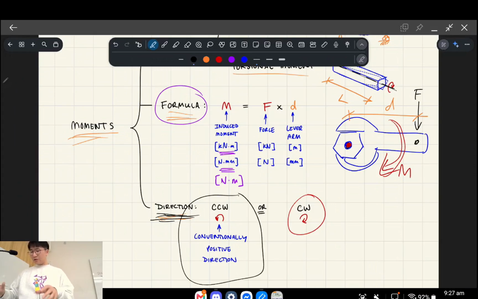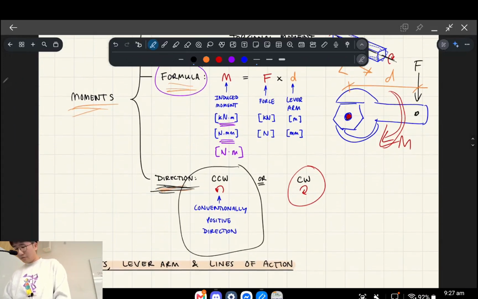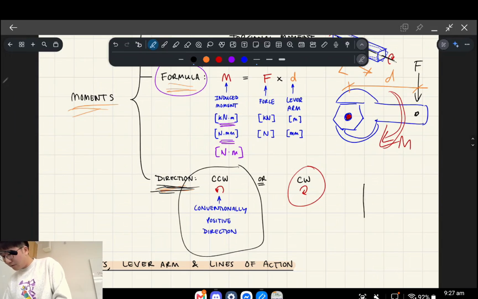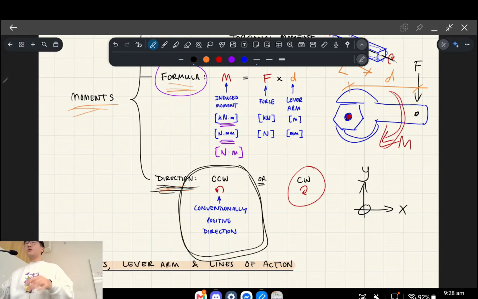And conventionally, we use counterclockwise as the positive direction. So what do I mean by that? You might remember when we were doing the questions from last week, we assumed that the positive x and y axes go to the right and up as the positive directions. And similarly, we're going to assume that the counterclockwise direction is the positive direction when we're doing all our moment calculations, all right?